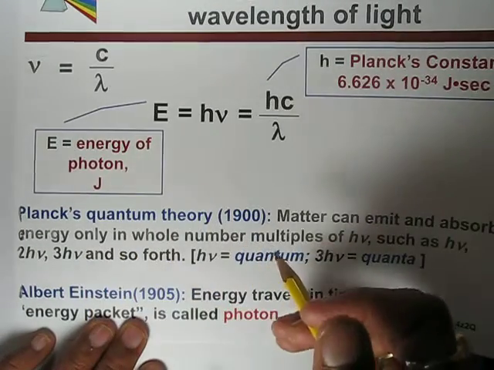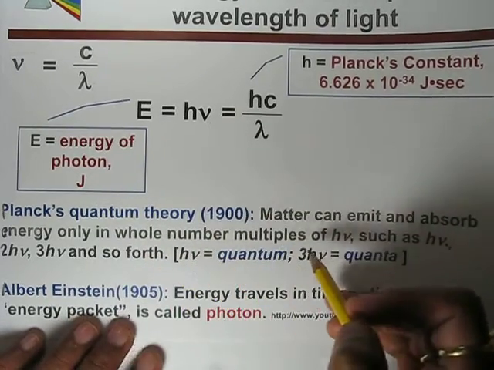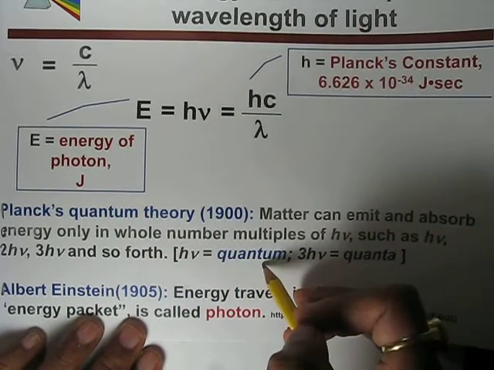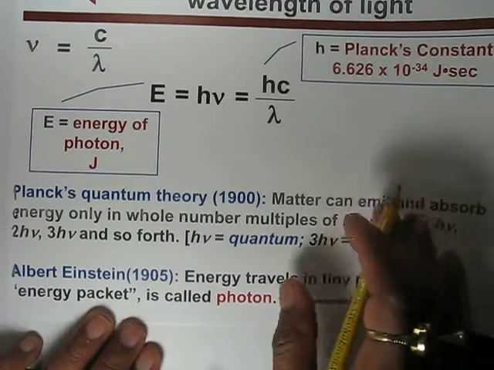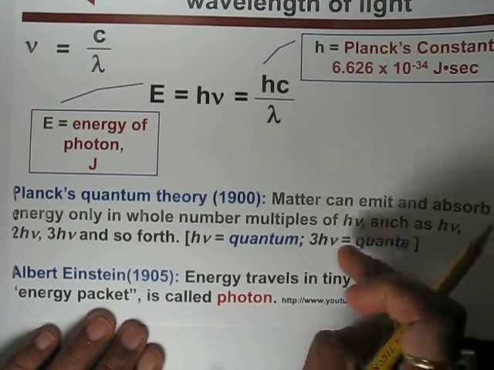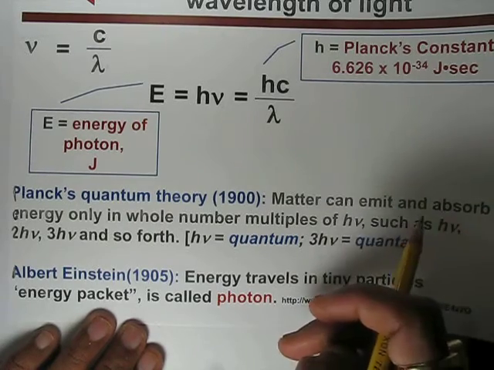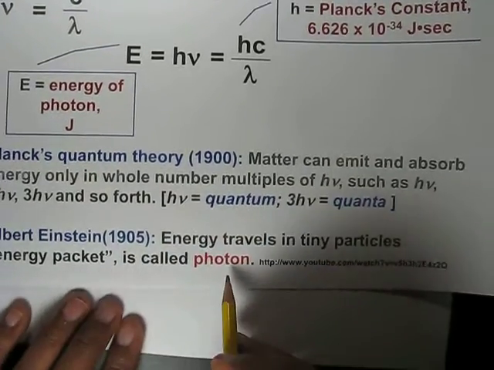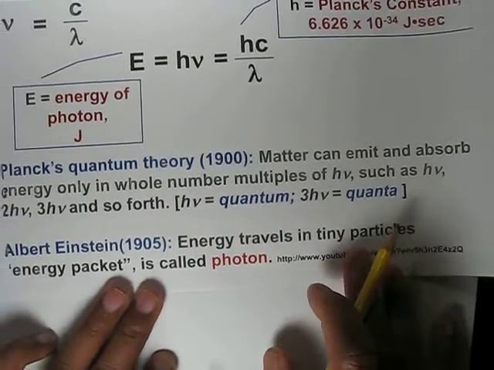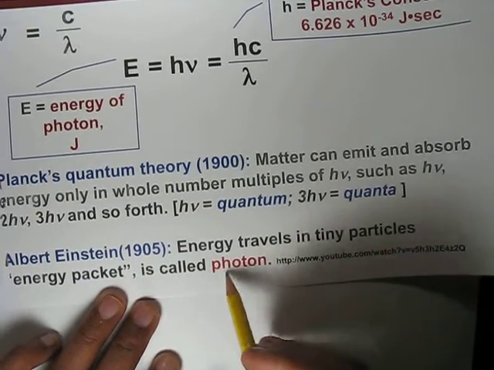So any matter can emit or release energy in the form of quanta, and one quantum is equal to h nu. It can emit one quantum, two quanta, or three quanta, or it can absorb one, two, or three quanta, like that. And Einstein says that energy in tiny particles comes in energy packets, called photons.